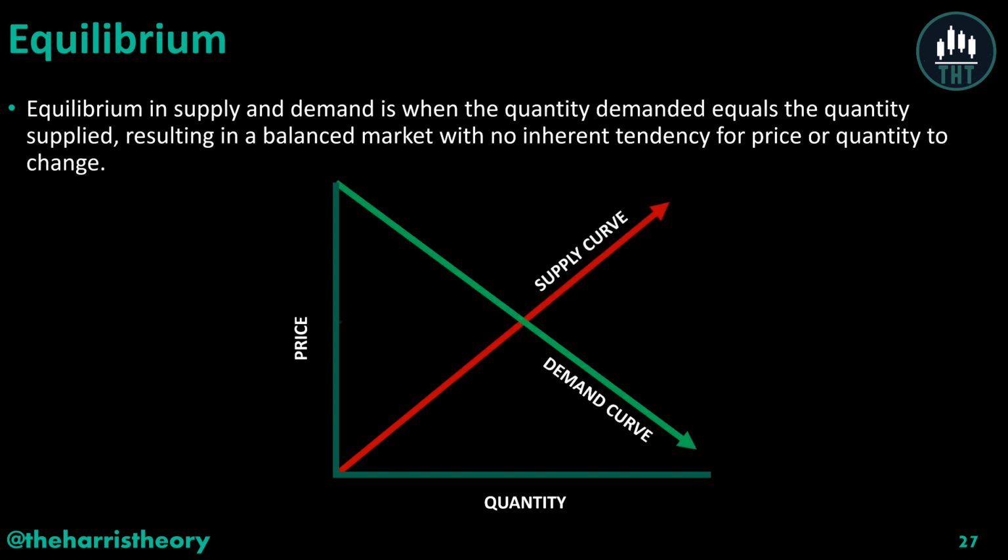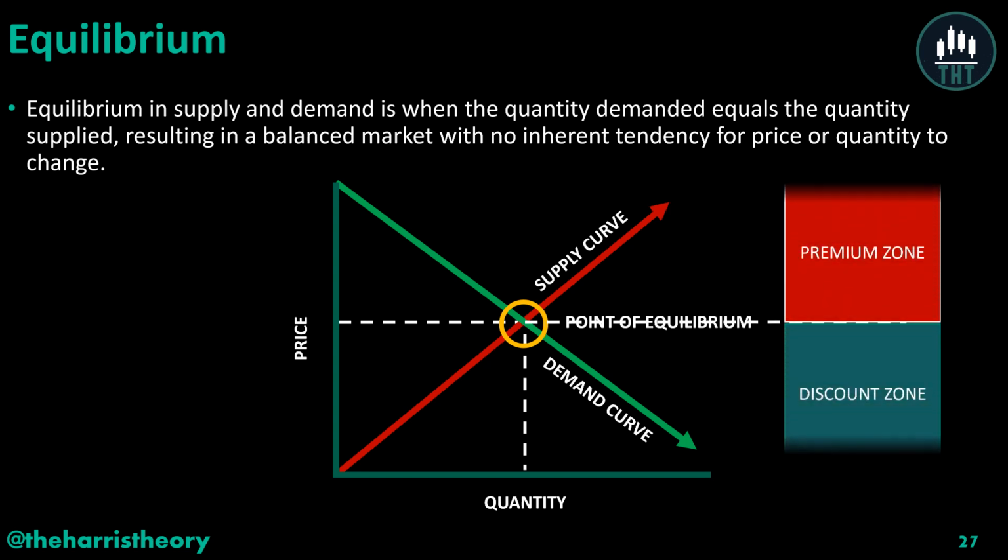So we can see we have a supply and a demand curve. And where that orange circle is, that is the point of equilibrium, which means everything is equal. It's from this area that we can identify and mark up either a premium or discount zone, and we can do this using the Fibonacci tool.